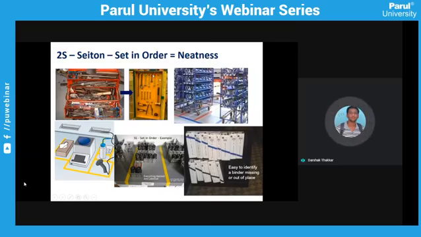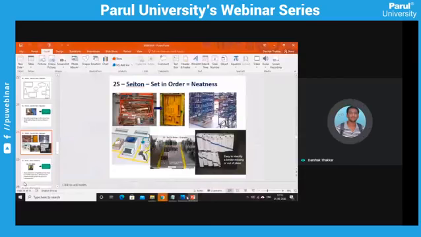This is the toolbox. Everything should be in its place. We can call it a shadow box. Everything has its own place, and no one can replace this. Right. So we can understand this with this small video.